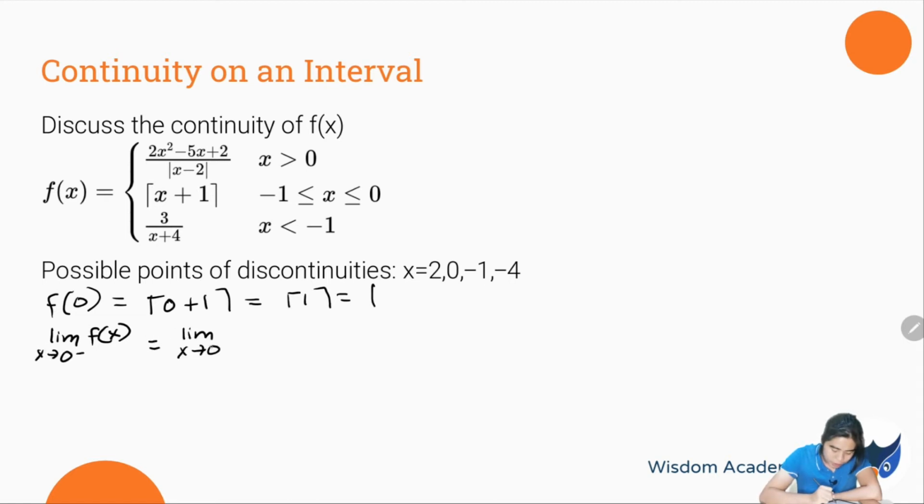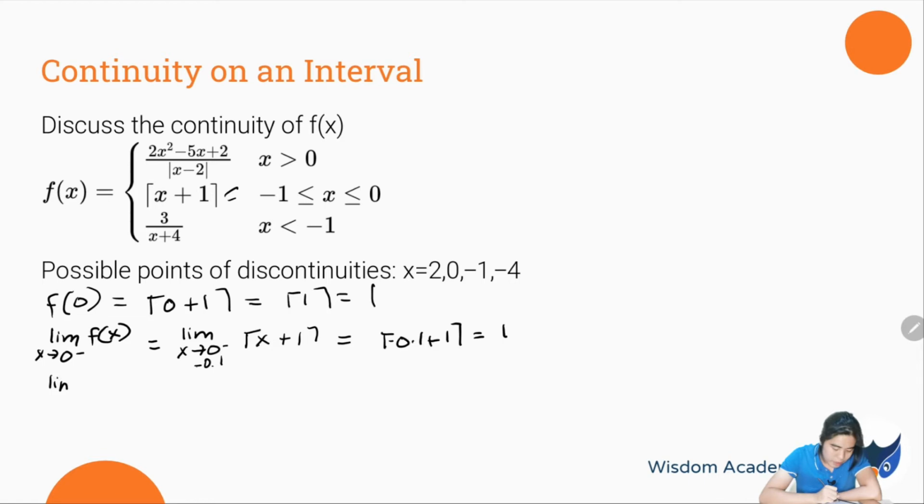So, ang kukunin natin is ito. Since we will be looking from the left of 0, so, less than 0. Again, yung technique natin, pwede tayong kumuha ng negative 0.1. So, direct substitution. So, negative 0.1 plus 1. So, ceiling na ito will still be equal to 1.